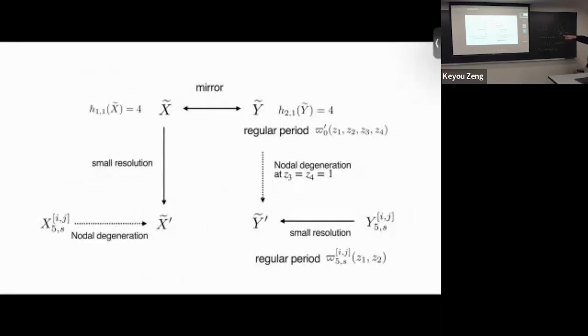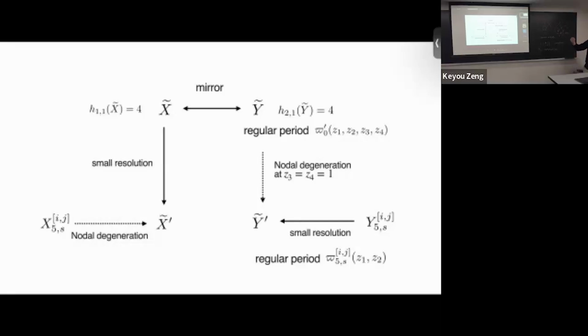So we have our nodal degeneration that we talked about earlier. Small resolution here results in H11 equal 4 Calabi-Yaus. The mirror, given by a known toric construction, has H21 equal 4. With this period we were talking about with 4 parameters, you specialize Z3 and Z4 to 1, and you recover what we have, which we get via small resolution.